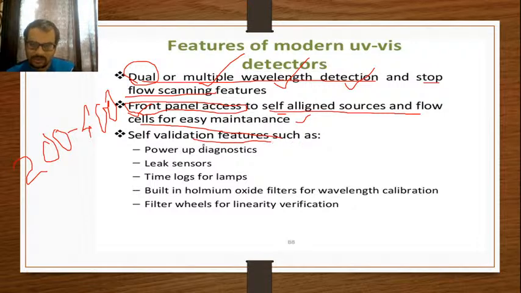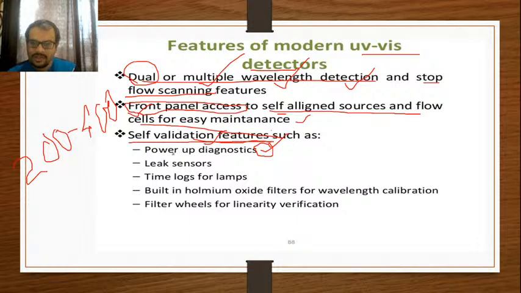Okay, this is a unique feature in case of modern UV visible detectors. Remember, there are self validation features. That means you don't have to involve outside validation features. These instruments validate themselves. Like power up diagnostics, they can validate how much power is required and how much is present to maintain the efficient functioning of the UV visible detector.